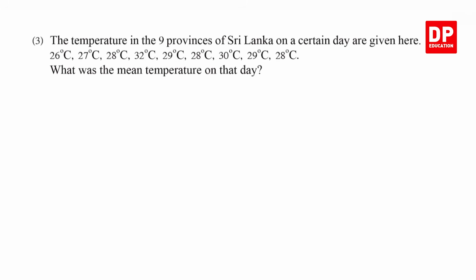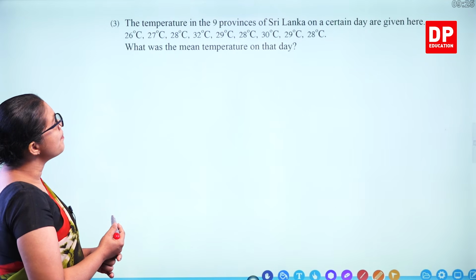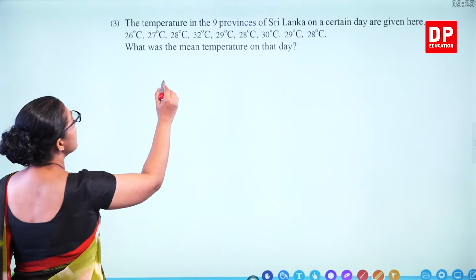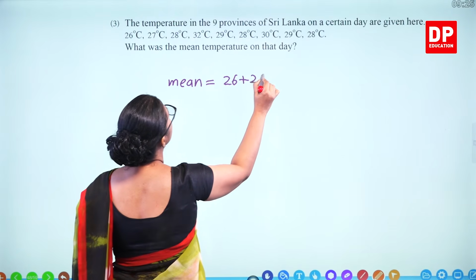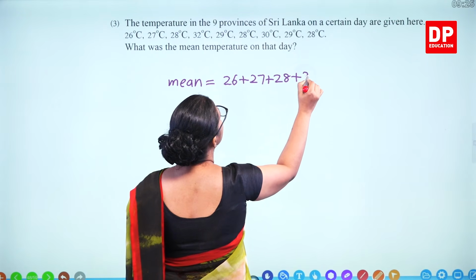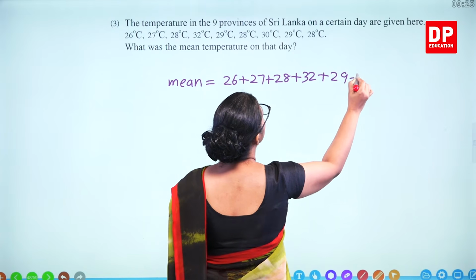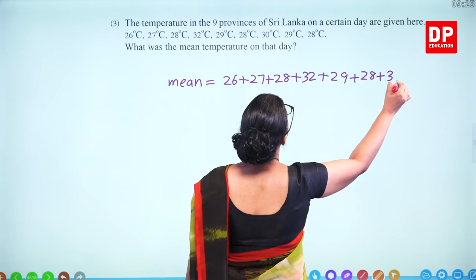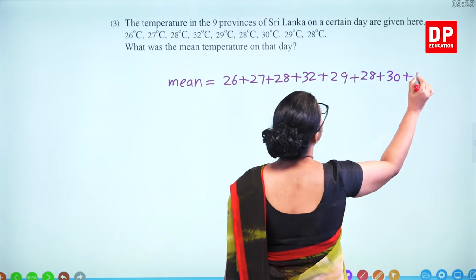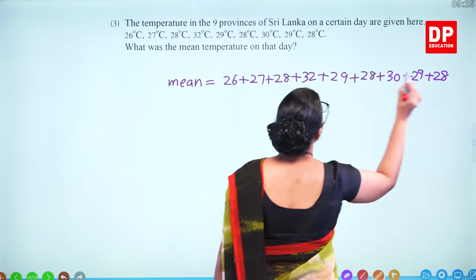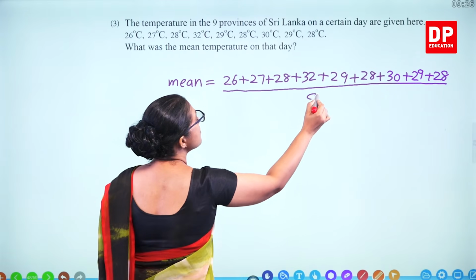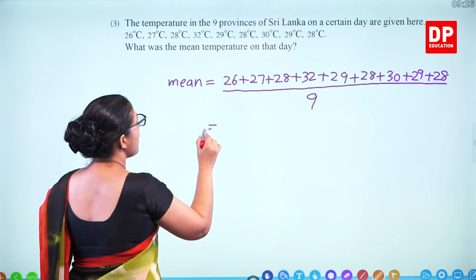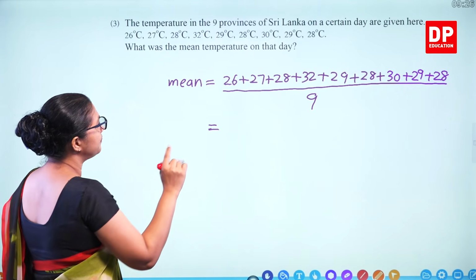The temperature in the 9 provinces of Sri Lanka on a certain day are given here. What was the mean temperature on that day? So mean, we can straight away find out. Add everything together and divide by the total number of numbers. 9 provinces means 9 is the total number of numbers. So we'll add 2 at a time.